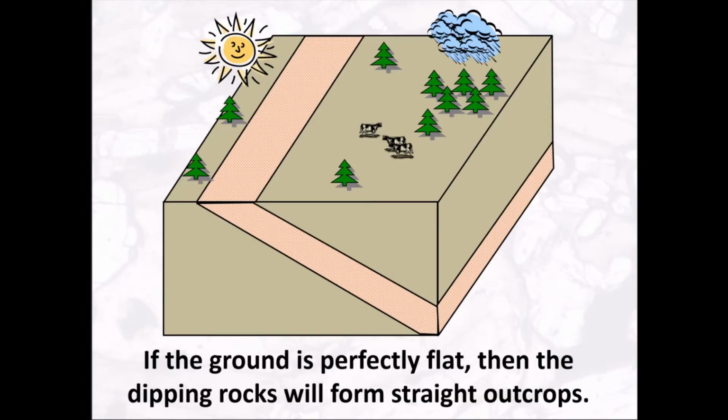If we start with the most simple example, then, if we think of a block diagram where we have an interbed of, say, a sandstone within mudstones either side of it, if that ground surface is perfectly flat, perfectly planar, then the outcrop of that sandstone will appear as a strip bounded by parallel lines.